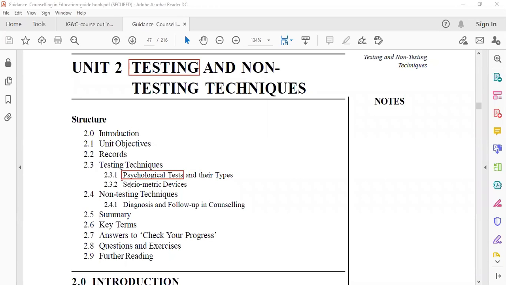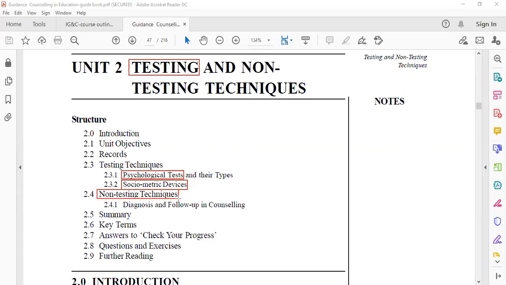And we had also studied sociometric devices and sociometry, and we had learned that the sociality of a student can be measured through sociometric devices or sociometric tests. And in a school setting, a teacher usually only applies achievement tests to assess students' knowledge and to know about the problems faced by a student in their learning. Today, we are going to study non-testing techniques.